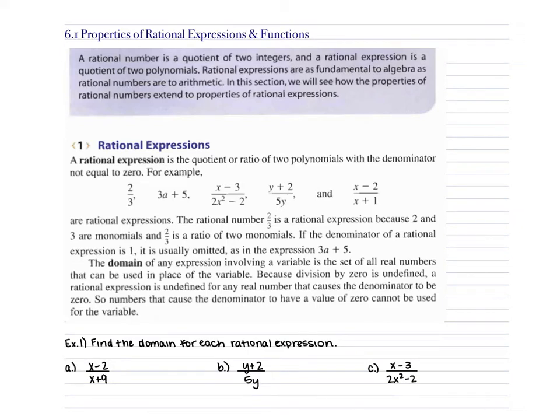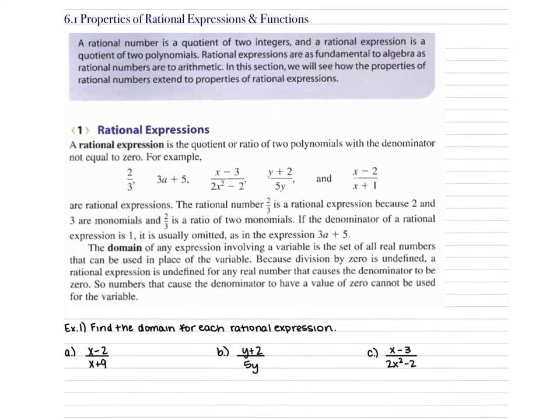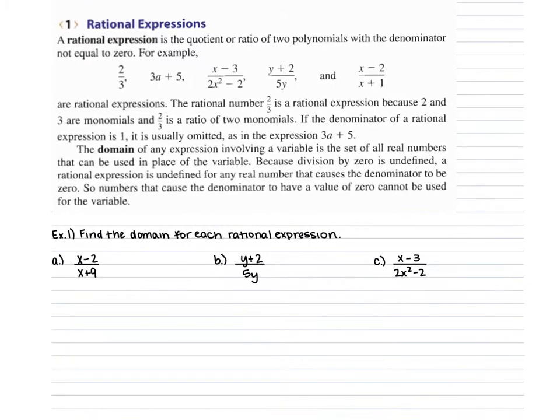Your 6.1 notes goes over properties of rational expressions and functions. The first part that we are going to look at is these rational expressions. So you have fractions that involve variables. With these, whenever you have a variable in the denominator, you have to state the domain. Your domain, when you have a variable in the denominator, is whatever your variable cannot equal.